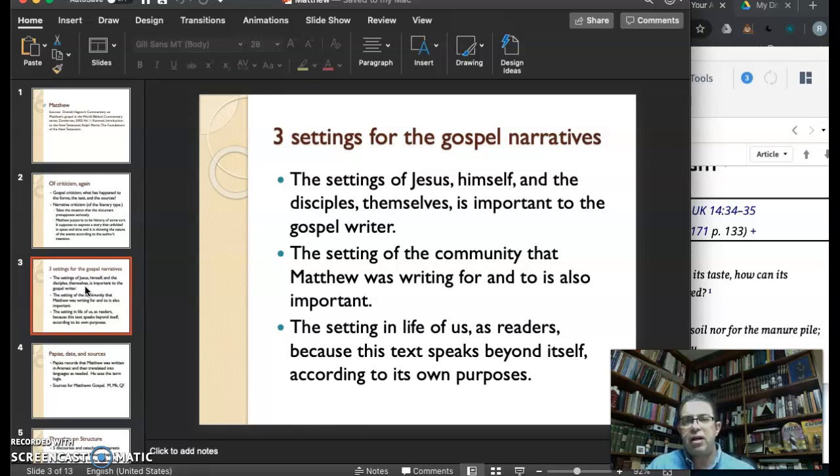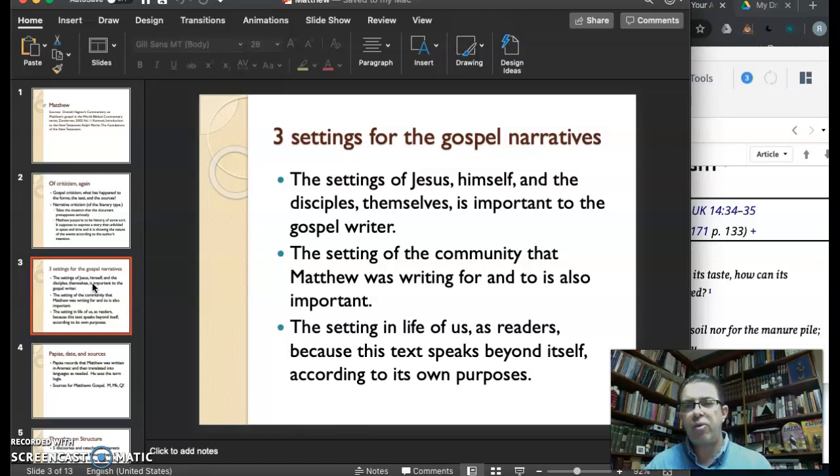The second setting is the setting for the community. So that is, where is Matthew or Luke? What community is important to the author? And then the setting in life for us as readers, where we are and how we discover the text, or maybe the better way, the more theologically accurate way, how does the text discover who we are in our setting?